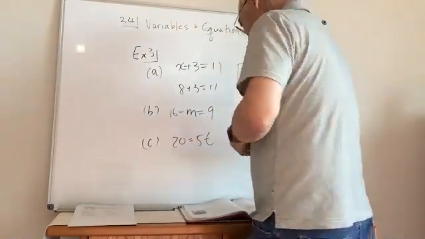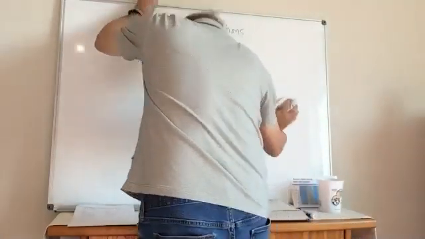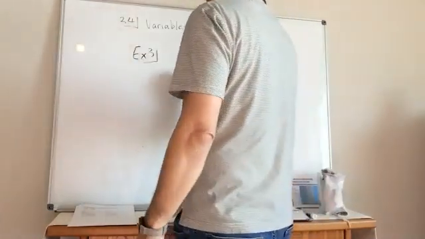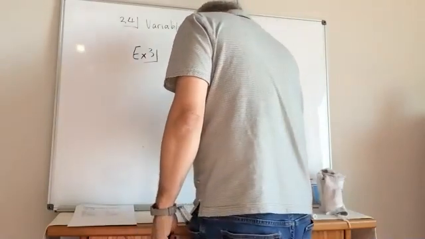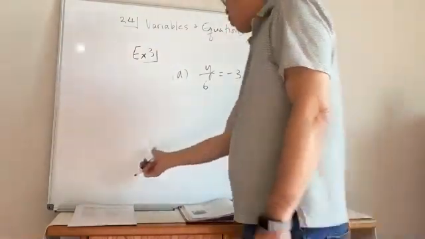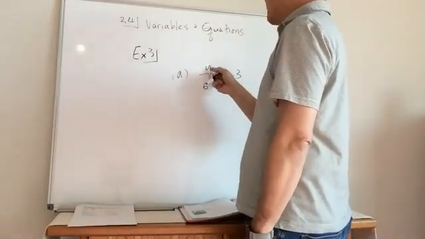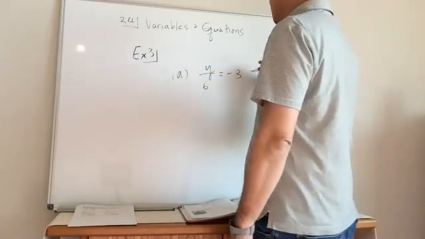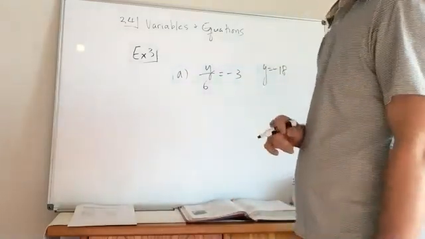Okay. Then we have D, where we have y divided by 6 is equal to -3. So what would y be here? Y would be 18 here, but it's a negative, right? Because 18 divided by 6 is 3, which means that to get -3, y would have to be -18. Okay?